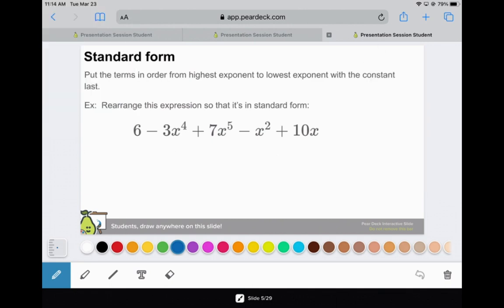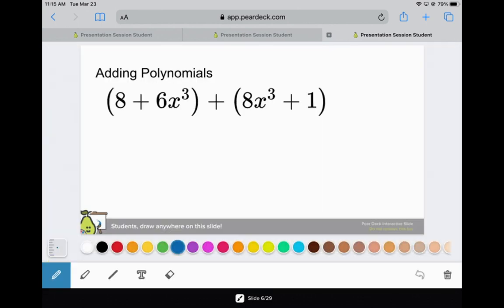So we're going to skip this one for now. We're going to do a little bit, let's look at this one. We're going to add polynomials. Okay. So here's what I'm going to do. I'm going to take this one and I'm going to line up under my first function.